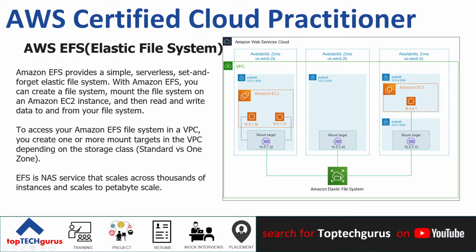EFS is a NAS service, so it can scale across thousands of instances and scales at petabyte scale. Another thing to understand is, even though EC2 instances are built in each availability zone, Elastic File System is available across the zones. So within a region, if there are different zones, you can still mount the same Elastic File System.